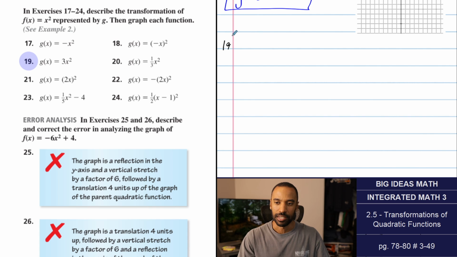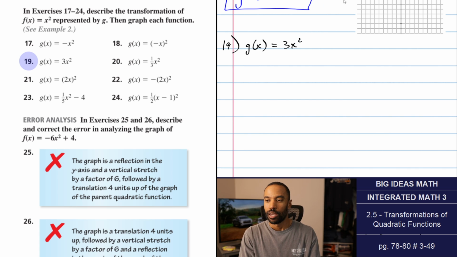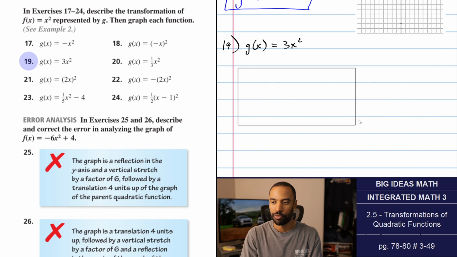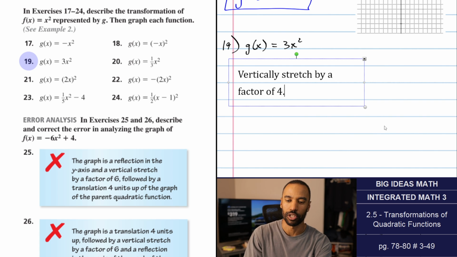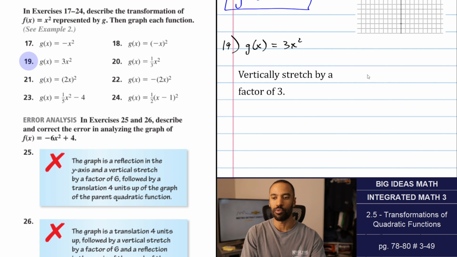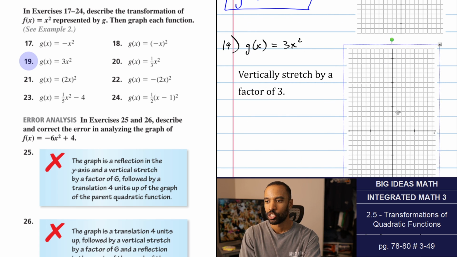Let's go to number 19, and let's look at g of x equals 3x squared. Now this 3 is outside of it. It's a vertical stretch factor like a. This is a vertical stretch by a factor of 3. Vertically stretch by a factor of 3. Now I might slow this one down just a little bit because this is the first time you're seeing with me, in description form, actually teaching it, a vertical stretch factor.